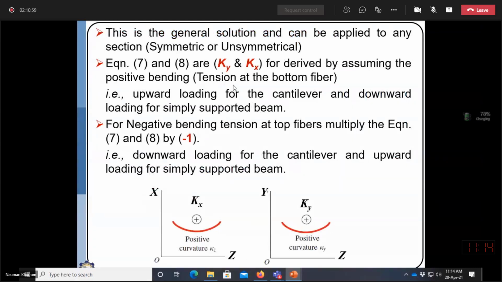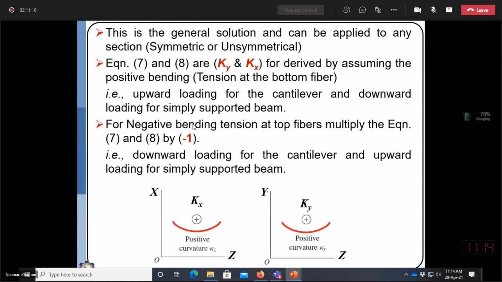So positive bending moment is the loading which causes tension at the bottom surface. In the case of a cantilever beam, if the load is acting upward, tension will be at the bottom surface. And in the case of a simply supported beam, if the load is acting downward, then the tension will be at the bottom surface. So the equations for ky and kx will be used as they are.